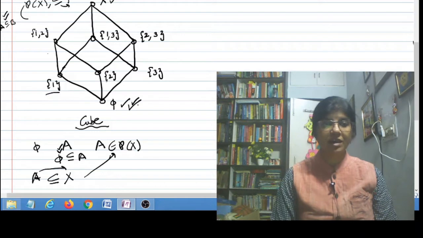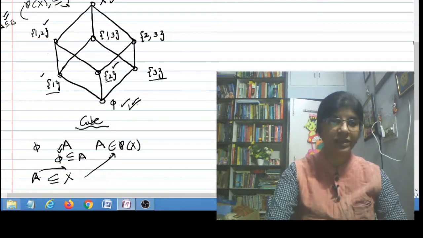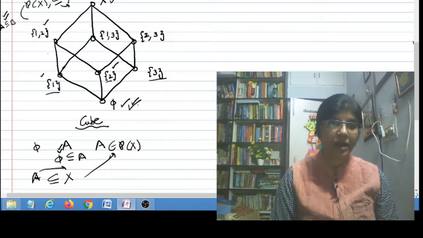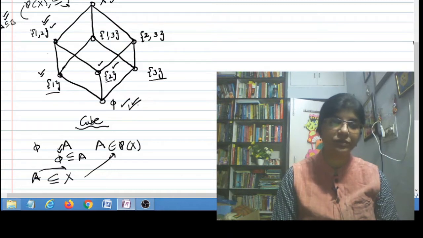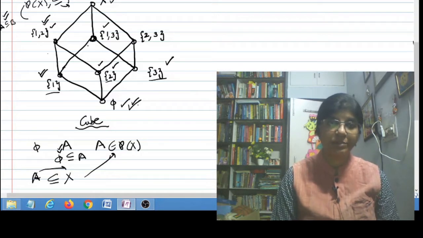These singleton elements are at the same level because phi is contained in all three of them, and then singleton 1 and singleton 2 are contained in 1, 2. So that is why there is a line between 1 and 1, 2, and between 2 and 1, 2 again. There is a line between these two, and a line between these two, just because singleton 1 is contained in 1, 2, and singleton 2 is contained in 1, 2. For the same reason, 1 is contained in 1, 3, and 3 is contained in 1, 3. So these elements are connected.